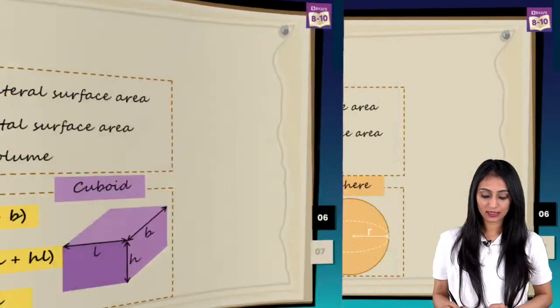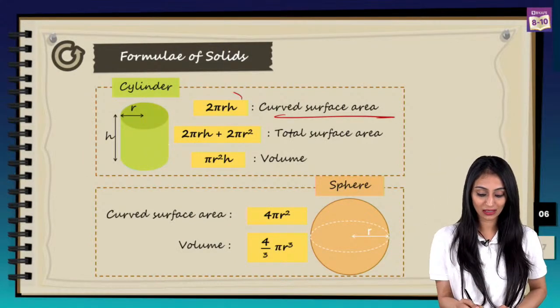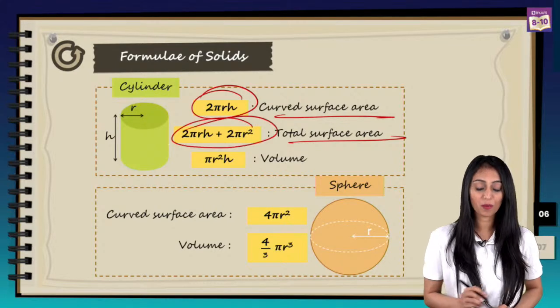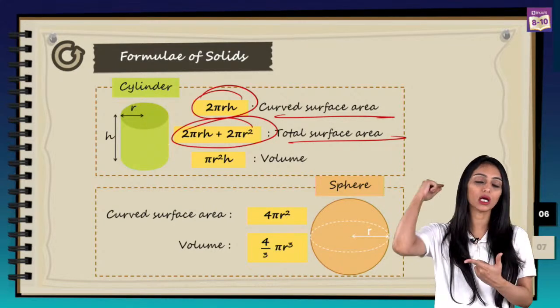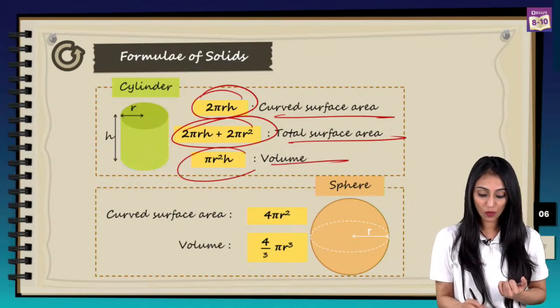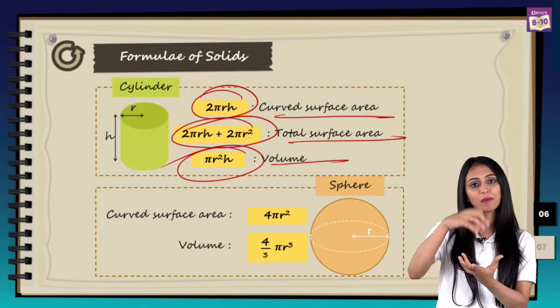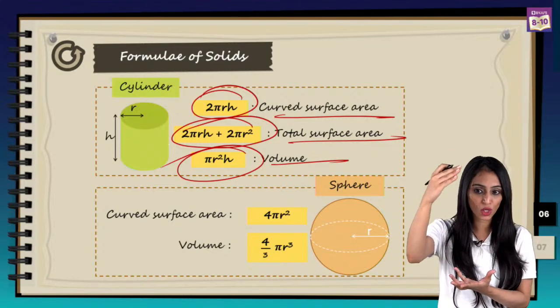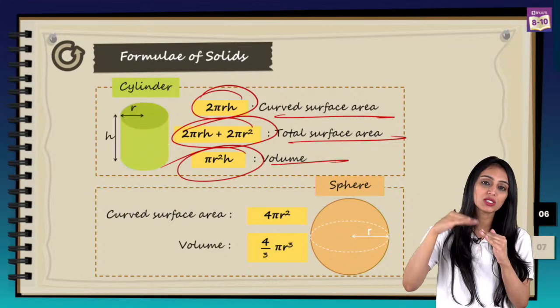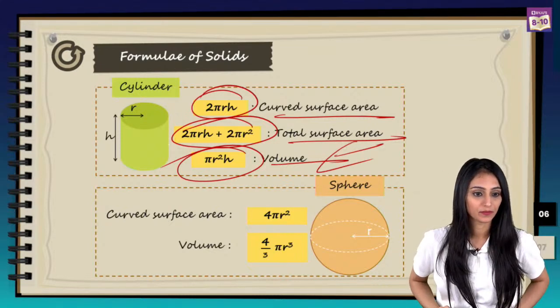Let's take a look at the next one. We have the cylinder. Curved surface area is 2 pi RH. Total surface area is 2 pi RH plus 2 pi R square, because we are including the top and the bottom face as well. Volume is pi R square H. A circle has an area of pi R square. If you keep piling up circles of the same dimension on top of each other until they reach a height H, you get the cylinder.